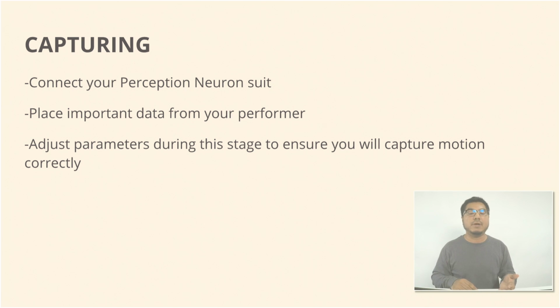You can also adjust parameters during the stage to ensure that you will capture motion correctly. Inside of Axis Neuron, there's a parameters window. Inside the parameters window, there's a couple of functions there that you can change values for, so that either you want the sensitivity of the sensors to capture foot contact to be extremely sensitive, or you want it not very extremely sensitive. That's basically manipulating the calculation engine inside of Axis Neuron.